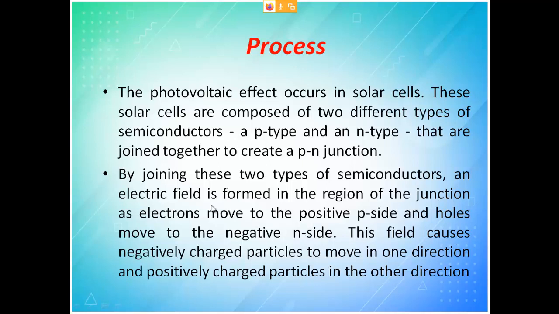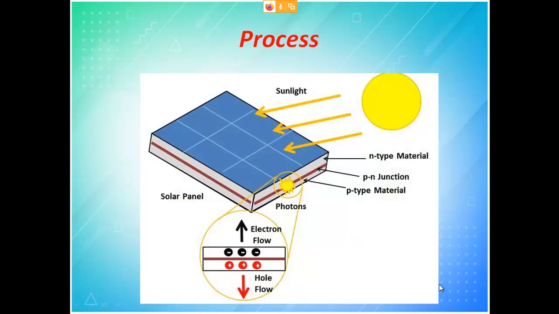The field causes a negatively charged particle to move in one direction and a positively charged particle in the other direction. So this is how your solar panel will be: one is n-type, another one is p-type, and you have a p-n junction.